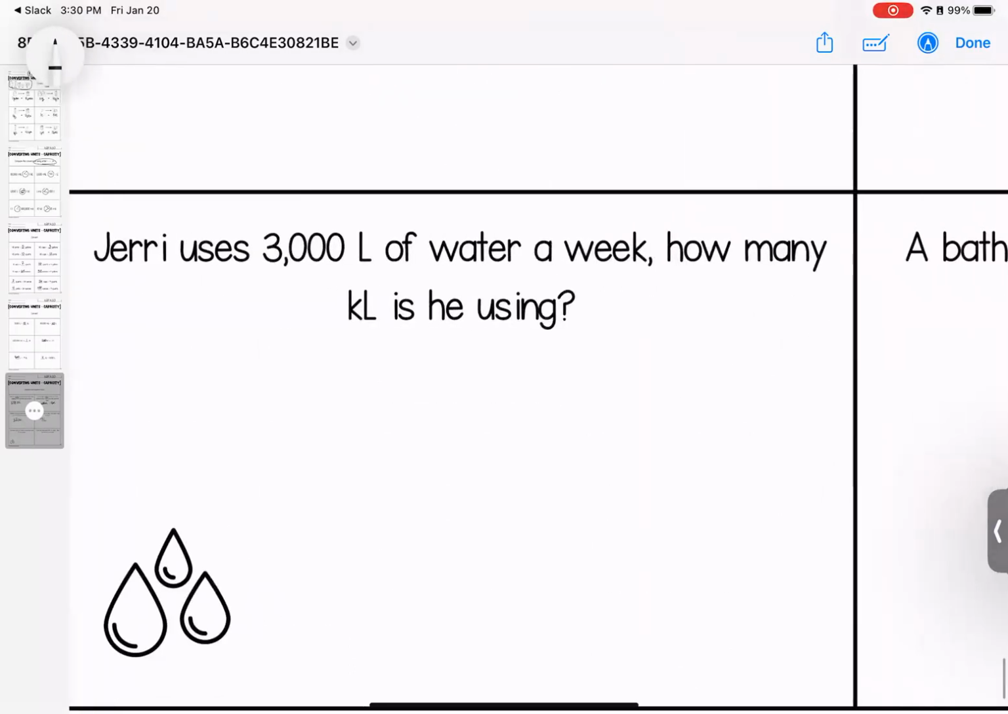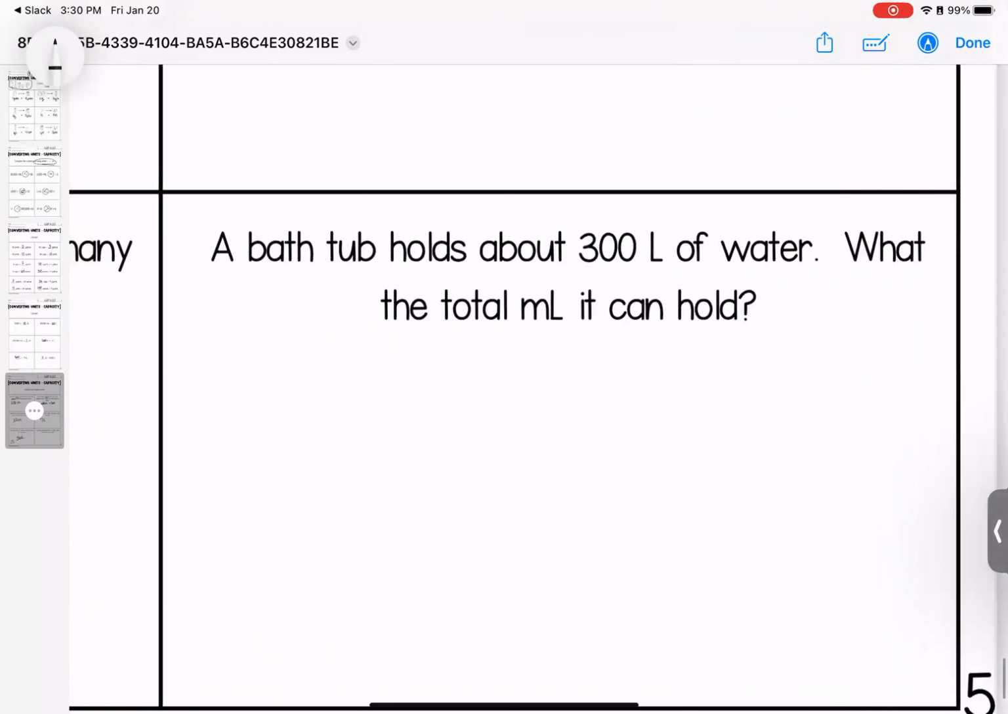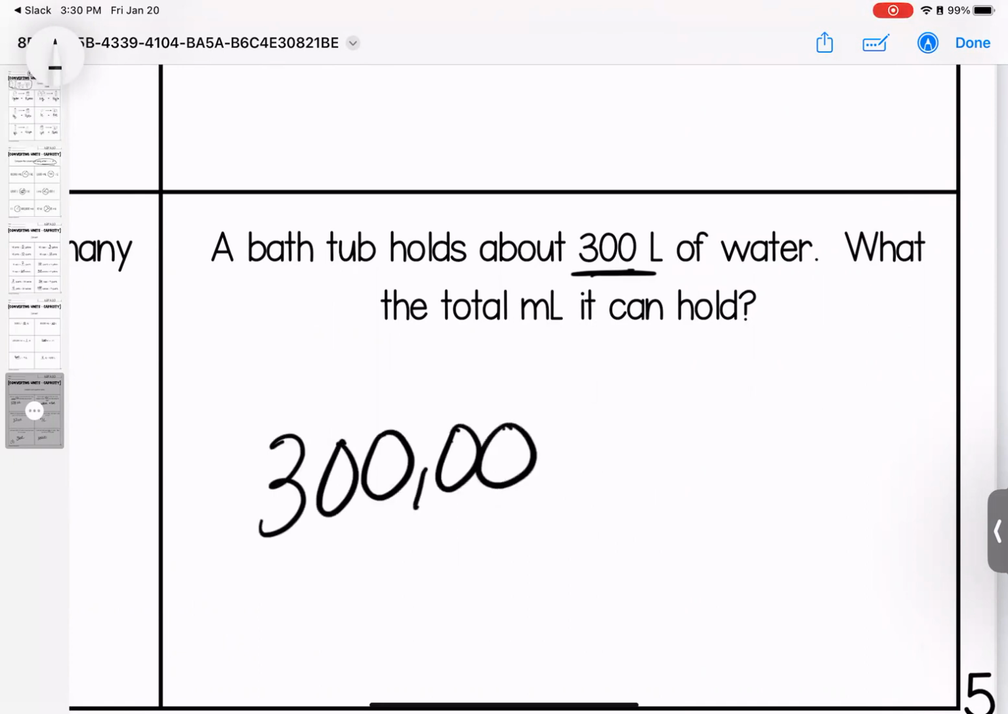Jerry uses 3,000 liters of water a week. How many kiloliters is he using? That would be 3 kiloliters. And then our last one, a bathtub holds about 300 liters of water. What is the total milliliters it can hold? 300,000 milliliters. Any questions on these, kiddos? Bring them to class.